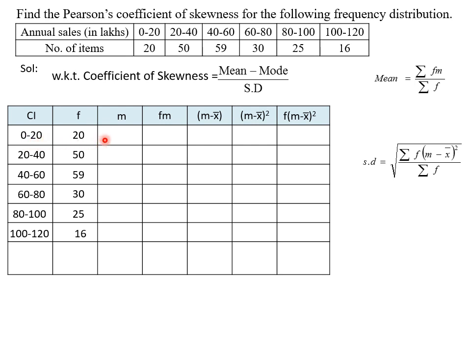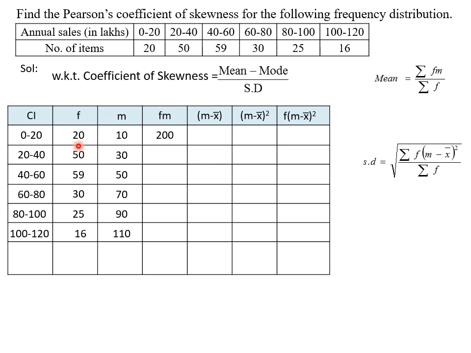So 0 plus 20 is equal to 20. 20 divided by 2 is equal to what? 10. Now we obtained it. Next, likewise we have to do the same thing. 20 to 40: 20 plus 40 is what? 60. 60 divided by 2 is equal to what? 30. Likewise we have to find the remaining middle values for the respective class intervals. So 50, 70, 90 and 110.